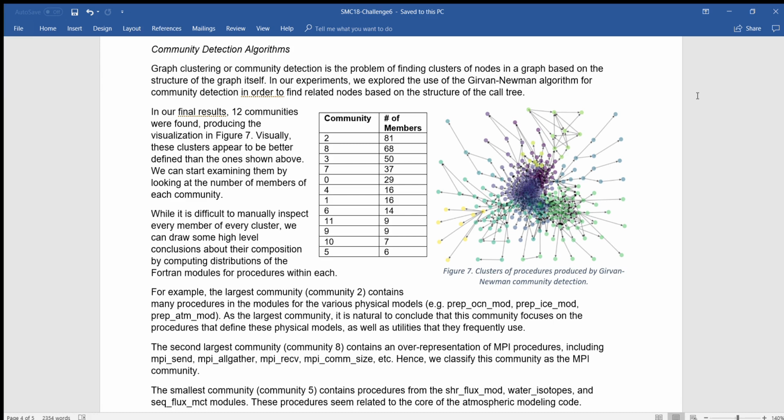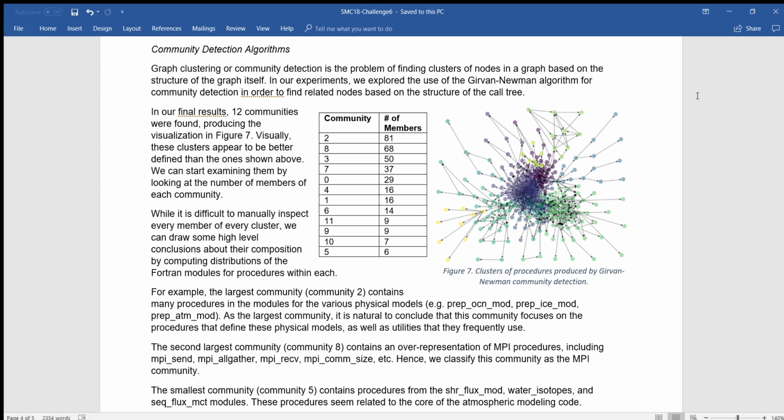So figure 7 visually depicts the 12 communities or clusters produced by this algorithm when we applied it to our preprocessed call tree. We manually inspected several of these communities to make sure that they semantically made sense. So for example, community 2, the largest community with 81 member procedures, consisted primarily of procedures that seem related to physical models. So for example, prepping the ice module or the atmospheric preparation module.